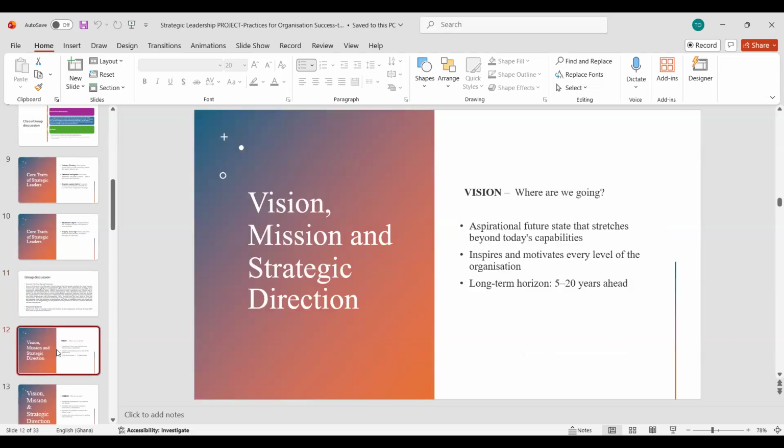We have quite a number of slides to work on, but we have just about an hour to go, so we can have a break before our next lecture.